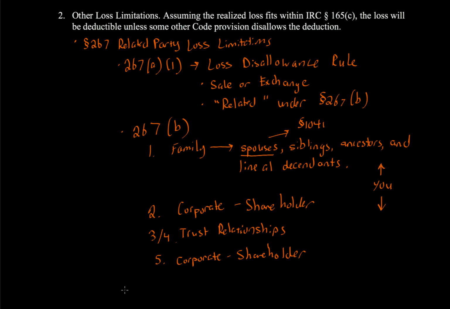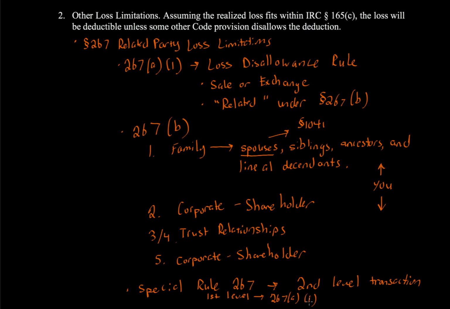Now, there's one thing I want to mention, and that's the special rule of Section 267. The special rule of Section 267 deals with a second-level transaction. And I want to explain this issue, because this is a very common occurrence when a Section 267(a)(1) transaction applies. So let's say the first level, you have a Section 267(a)(1) loss that's disallowed. You have the loss disallowance rule that applies. So that's 267(a)(1). It applies between related parties.